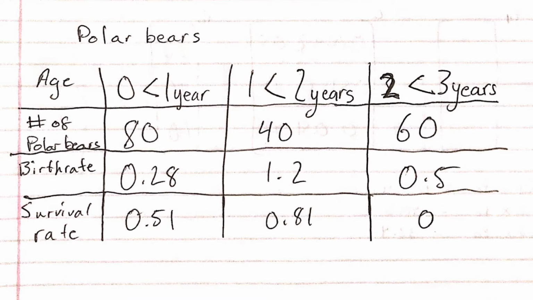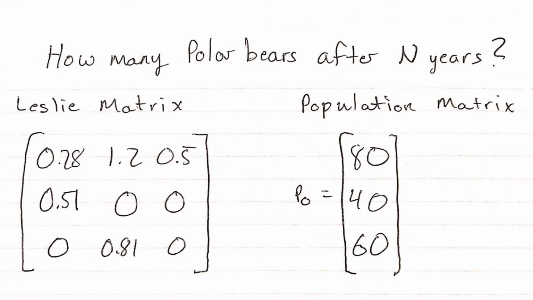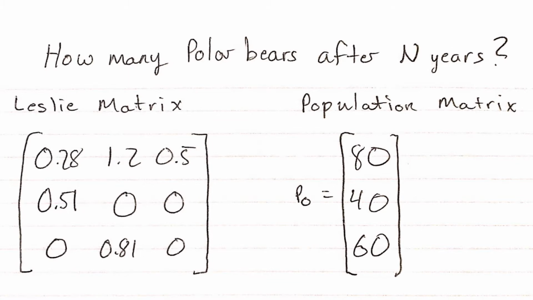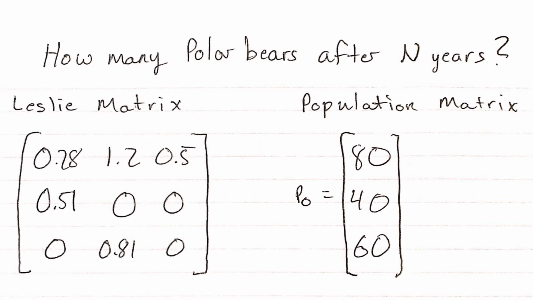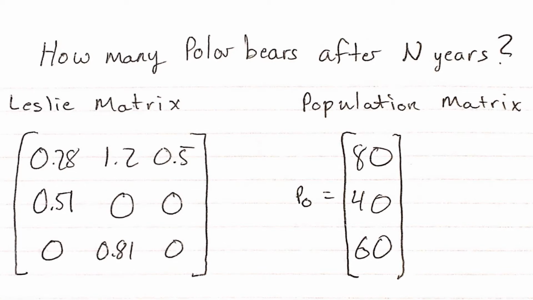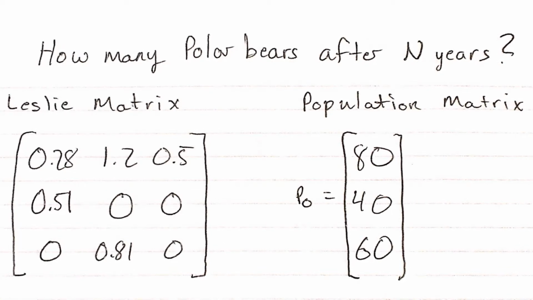Next, we're going to move in and put our information into our matrices. You'll see we have a Leslie matrix and a population matrix. Our population matrix is just our first row from our graph from the previous slide. So it's our total number of our population for each age group. So we have 80, 40, and 60.